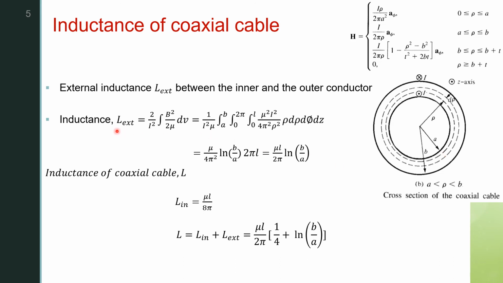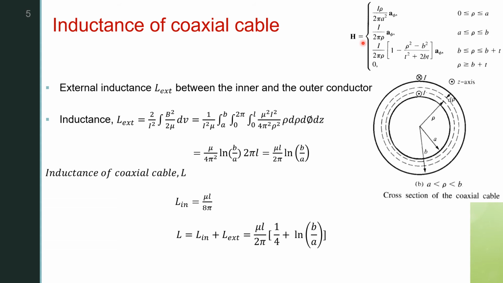So just as we did before, we know the expression for L. Here L external, that represents external inductance, is equal to 2 by I square times the integral of B square by 2 mu dV. So here we have to substitute the expression for B, and we know B is equal to mu H. So what is the magnetic field intensity H if rho is between A and B? That is H is equal to I by 2 pi rho. This expression we have already learned before.